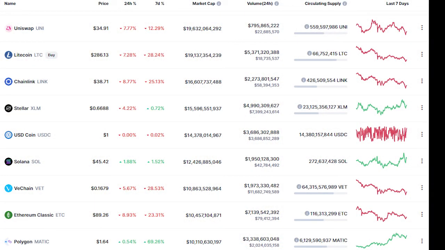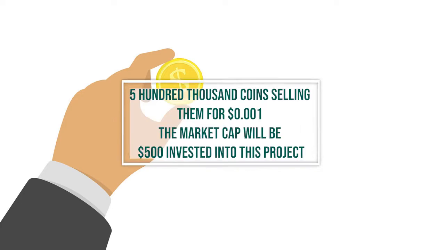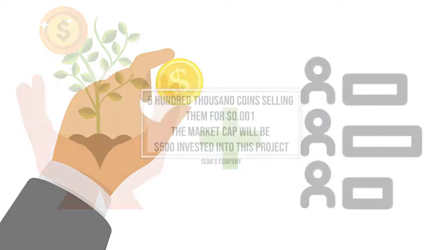Market cap is the total value of all the coins a company has. We calculate it by multiplying the circulating supply times the price of a single coin. For example, SEBAS company has 500,000 coins, selling them for $0.001. The market cap will be $500 invested into this project.